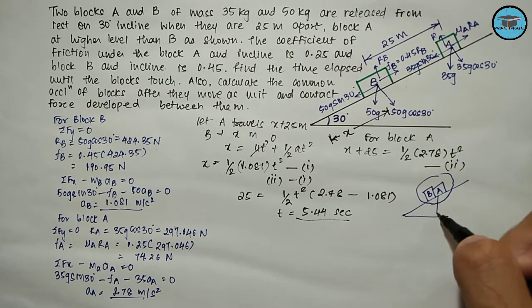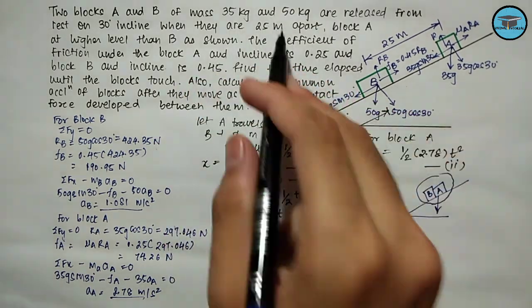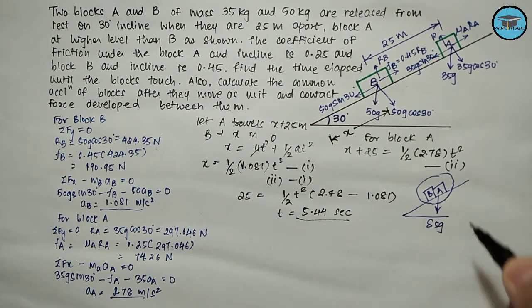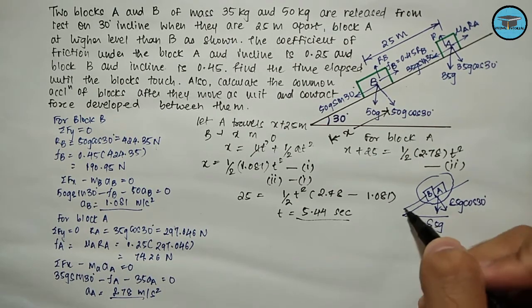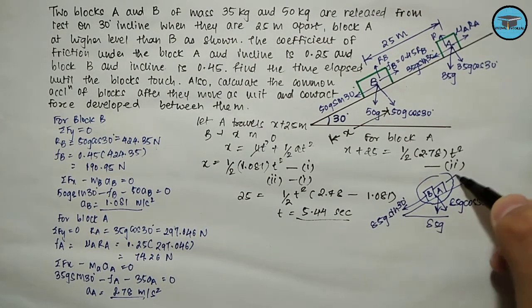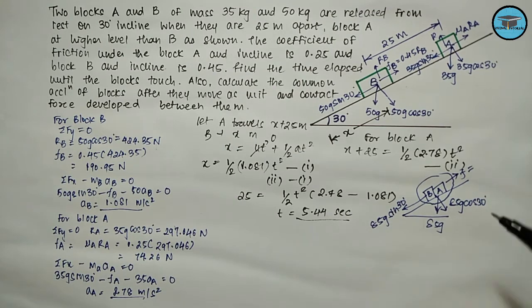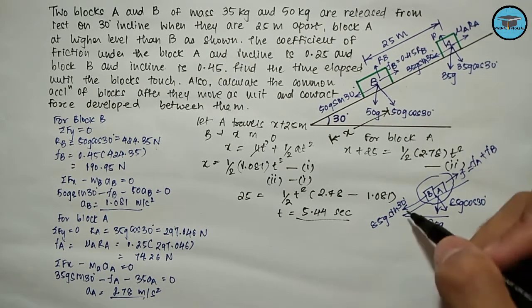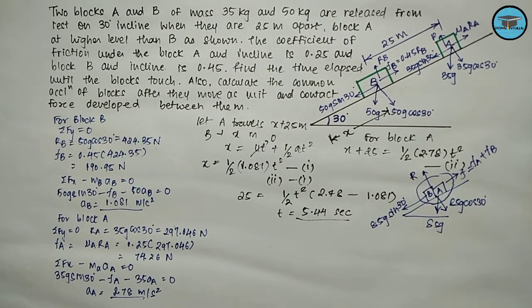Okay, so the weight would be 85g, that is total 50 plus 35, 85g acting in this direction, 85g cos 30 acting in this direction, 85g sin 30 acting in this direction, and there will be a frictional force having magnitude f of A plus f of B, as the coefficient of friction is different. And there will be a reaction R acting somewhat like this.